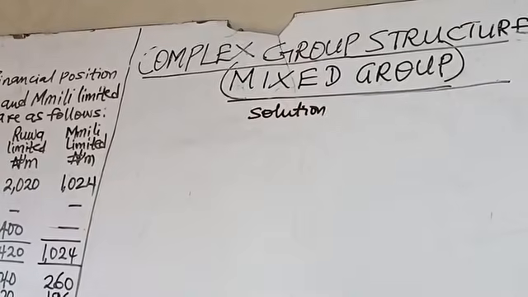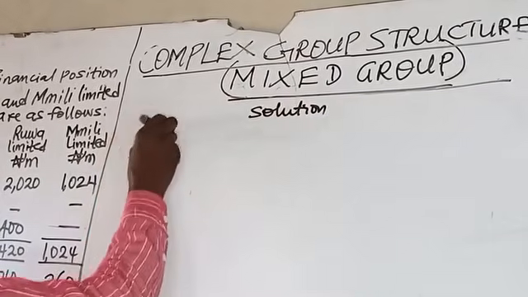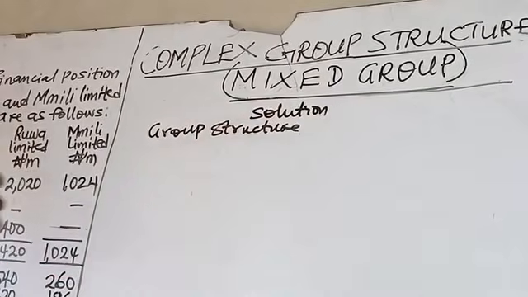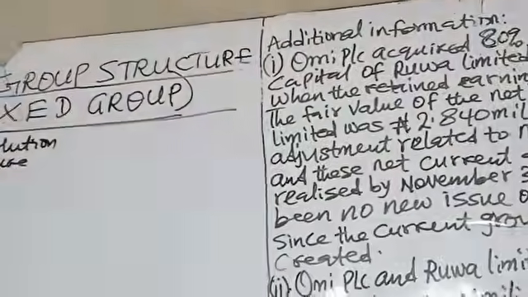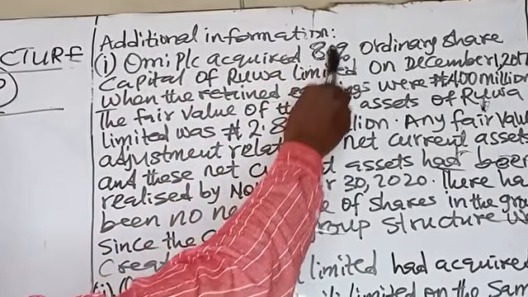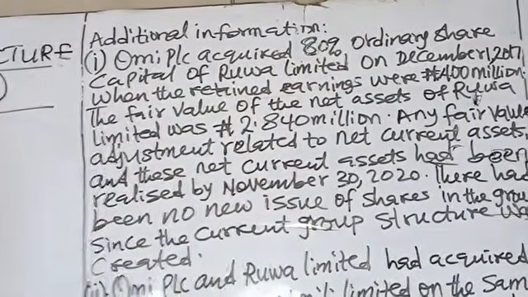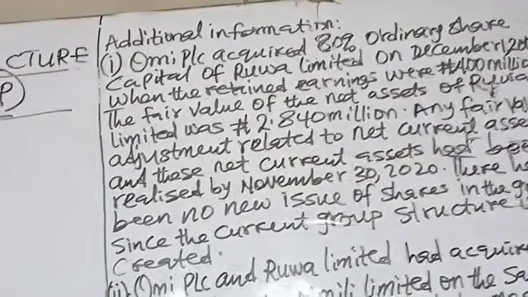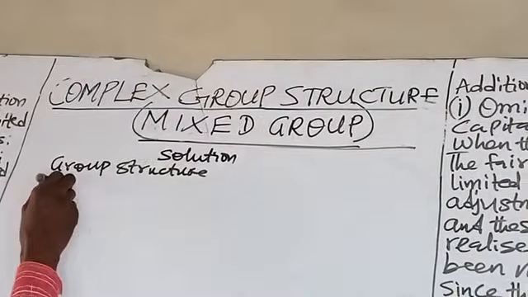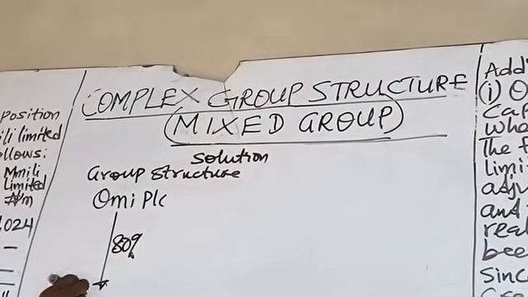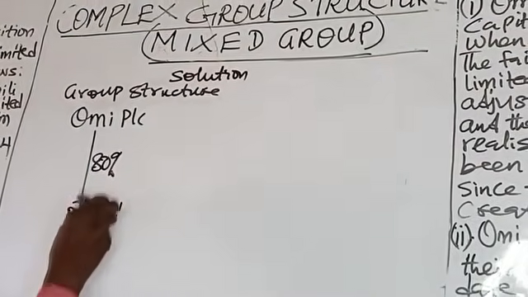So the first thing is to draw the group structure. Back to the question. Note 1. You were told that OMI PLC acquired 80% of the ordinary share capital of Ruwa Limited on December 1st, 2017. So you have OMI PLC acquired 80% of Ruwa Limited.